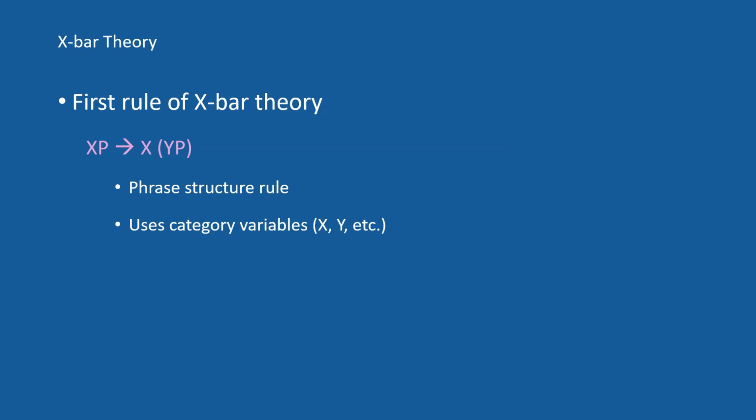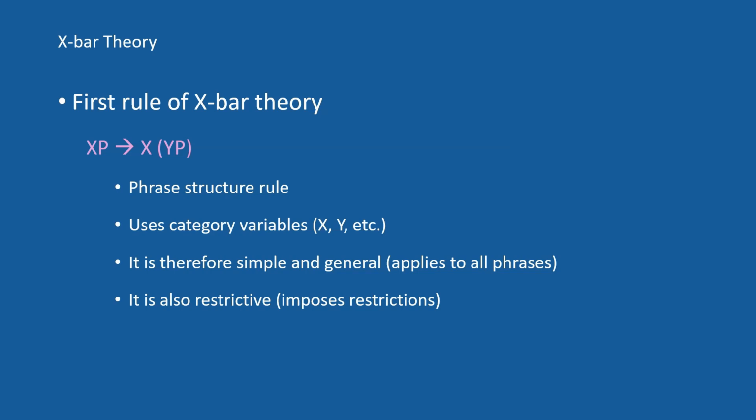Now, that means that this rule is both simple and general. It's simple precisely because it is so general that you only need a few of these rules to account for all of the different types of phrases. They apply to every single phrase. Given that these are the rules that apply to all phrases, they're also extremely restrictive. They say what phrases can look like and what they can't look like. Every phrase has to conform to precisely this pattern that the rule itself defines.